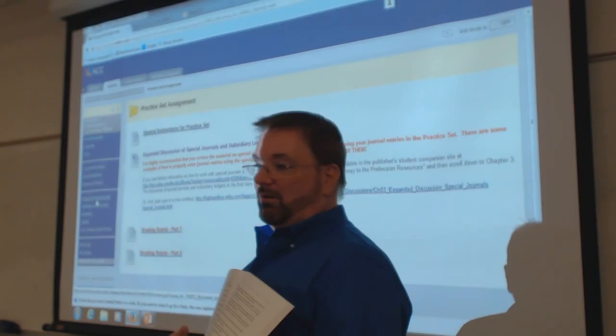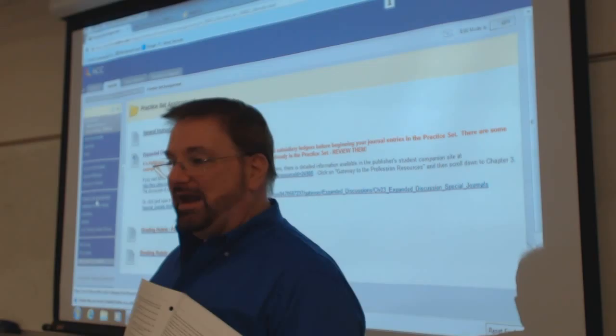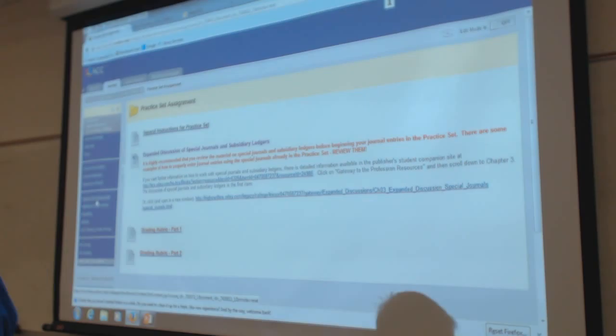Now, there will be some journal entries in here that you probably won't see recorded, and you're going to have to do a little bit of work. You might have to go pull out a reference book or something. You've still got your financial accounting book. You might have to go back and take a look at that to see how to do a journal entry. Just be aware of that.